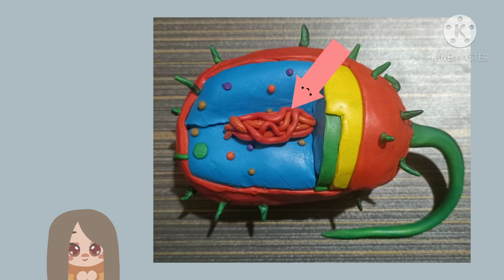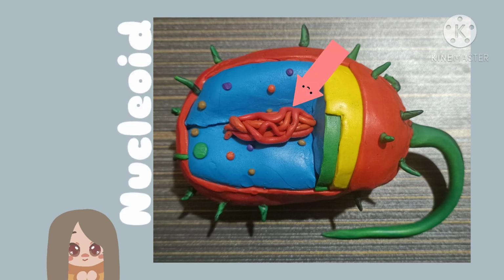Lastly, this in the middle is called the nucleoid. The nucleoid is the space within a prokaryotic cell where the genetic information, called the genophore, is found. The nucleoid also doesn't take a uniform shape and has no specific size.